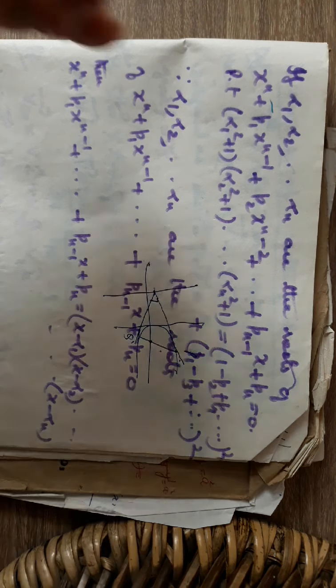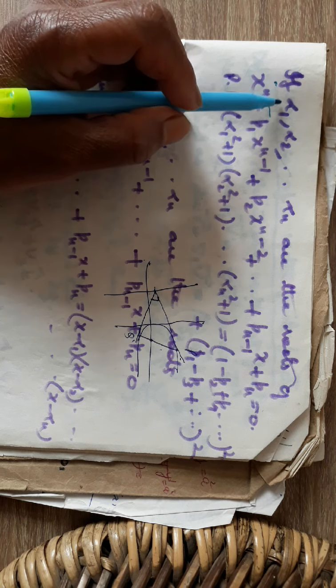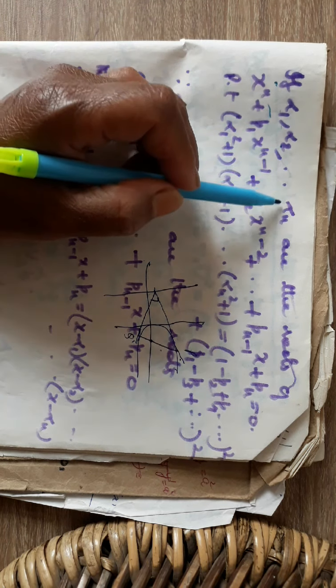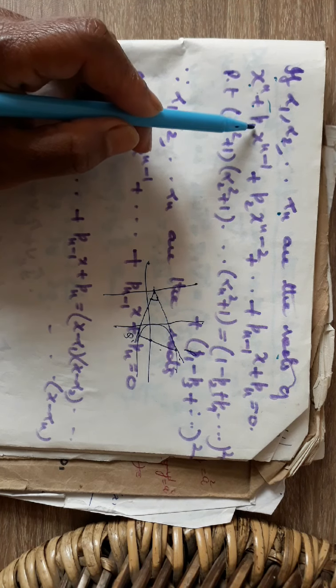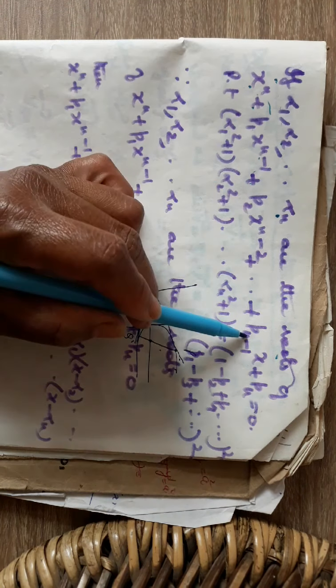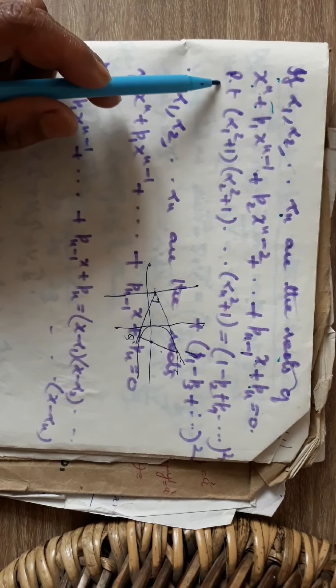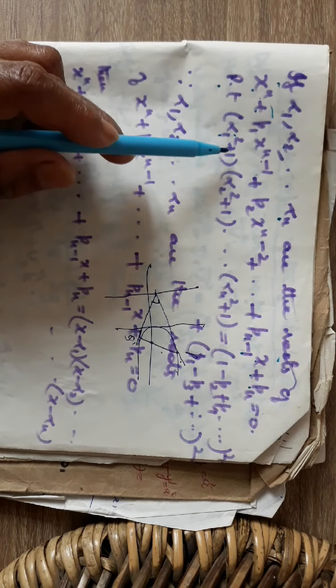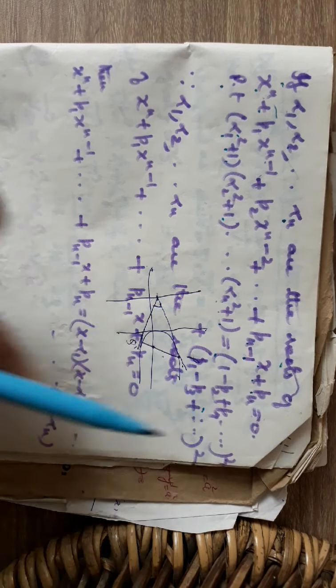On polynomial equations. So the next problem we have is: if alpha 1, alpha 2, ..., alpha n are the roots of this polynomial equation x to the power n plus p1 x to the power n minus 1 plus ... plus p suffix n minus 1 into x plus p suffix n equals 0, then what we have to prove is that alpha 1 square plus 1 into alpha 2 square plus 1 ... alpha n square plus 1 is equal to this.